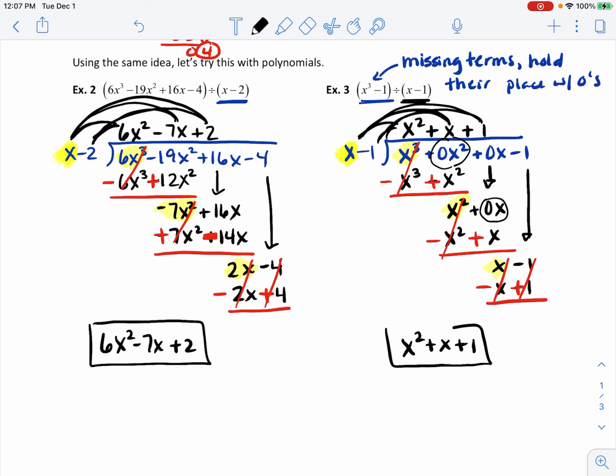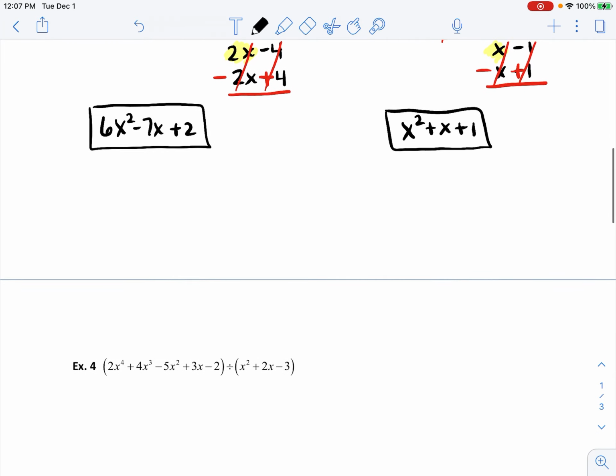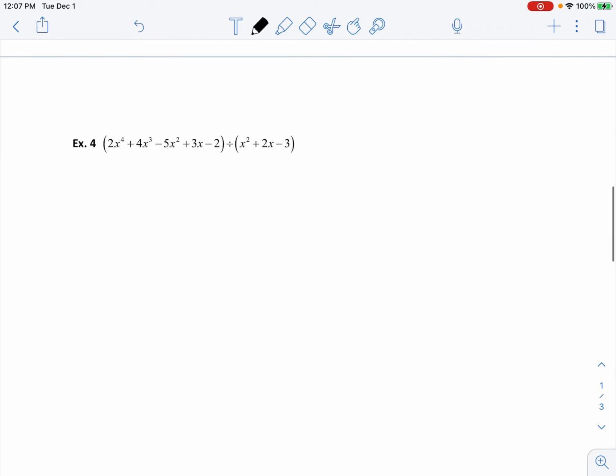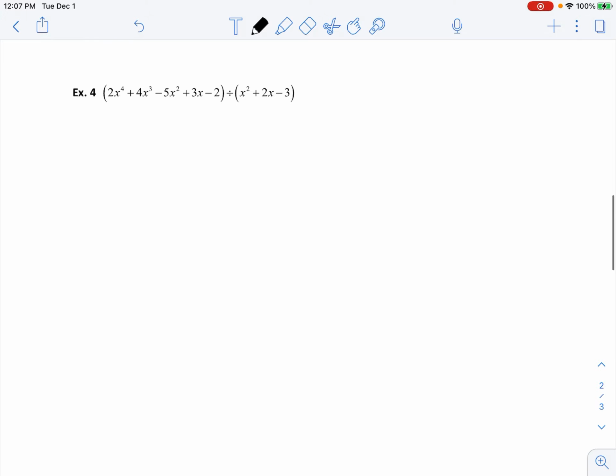Okay, now you guys look, when you get a remainder of 0, it means something really special that we're going to learn about later, okay? But for the most part, you're usually not going to get a remainder of 0, okay? So let me show you one that does not have a remainder of 0. Holy cow. Let's look at example 4. This is the last one.